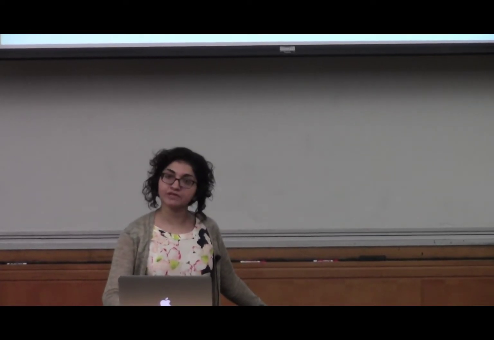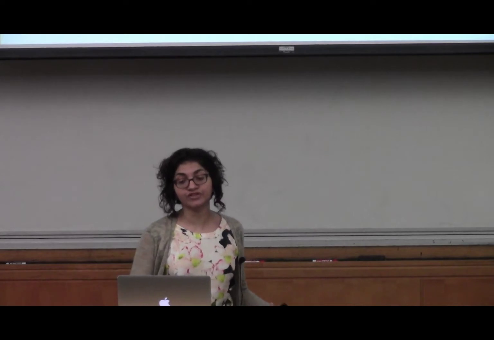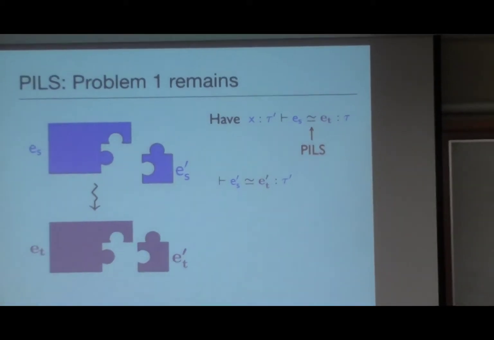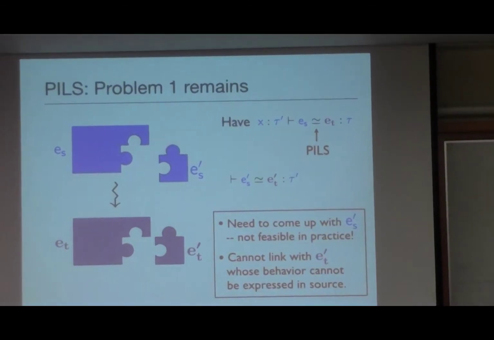Okay, so here's the bottom line. PILS solve this problem of cross-language transitivity, right? So they solved the multipass compiler problem in a sense. But the first problem that I showed you still remains. This is the issue of: if you give me an ET prime, what do I have to do to figure out whether I can link with it? Well, I have to come up with an ES prime, and I have to show that it is PILS related to my ET prime in order to proceed, okay? And that we've already said is not feasible.